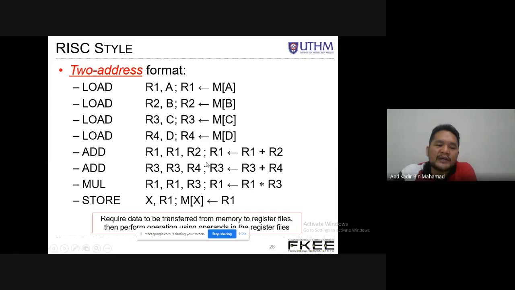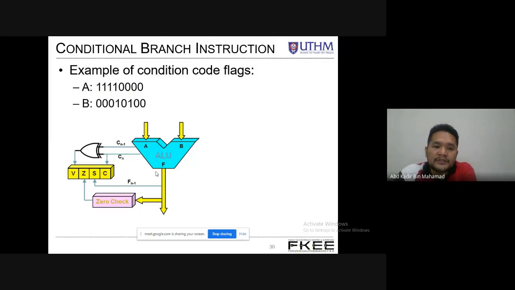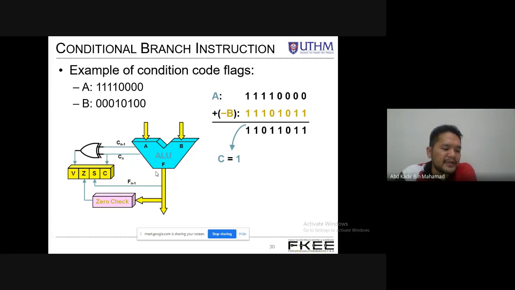They also have RISC style, but I don't want to explain more. Just skip that slide. And also they have condition code, status flags. So for flags, they have NZOC: negative, zero, overflow, and carry. I believe that in my copy, you already know about these flags. Negative, zero, overflow, carry. So this is the example: conditional branch.